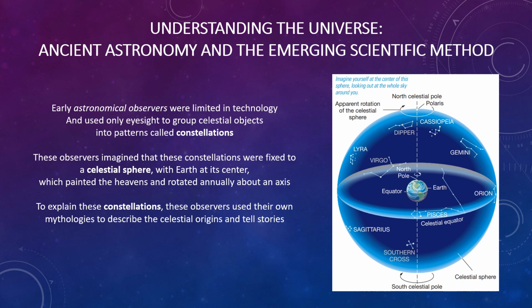And so the heavens would rotate annually around the Earth. And so, to explain these constellations, many of these observers developed complex mythologies to describe the origins of these constellations in the sky.